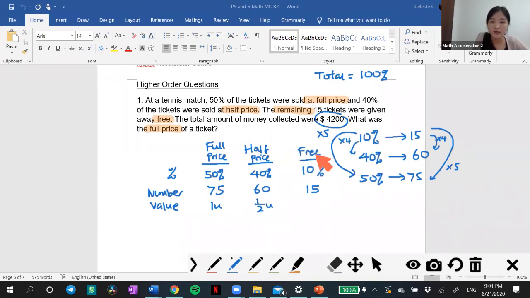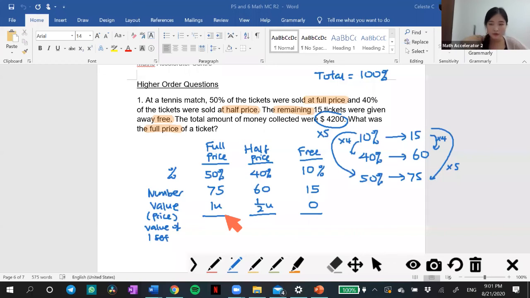Okay, so the free, how many units do I have for the free here? What do you think? Okay, you can bracket here price, so you know it's price. Yes, 0, very good, 0. Because there's no amount of money that the free tickets are worth. Okay, so find out the value of one set.